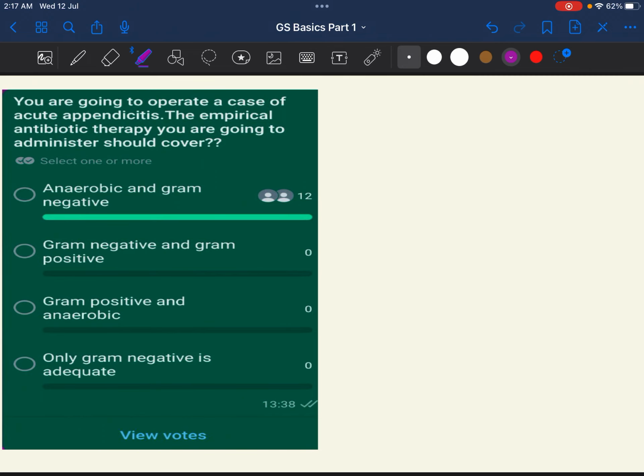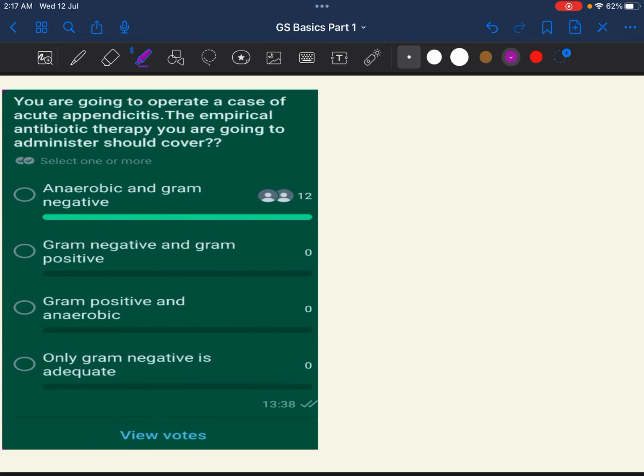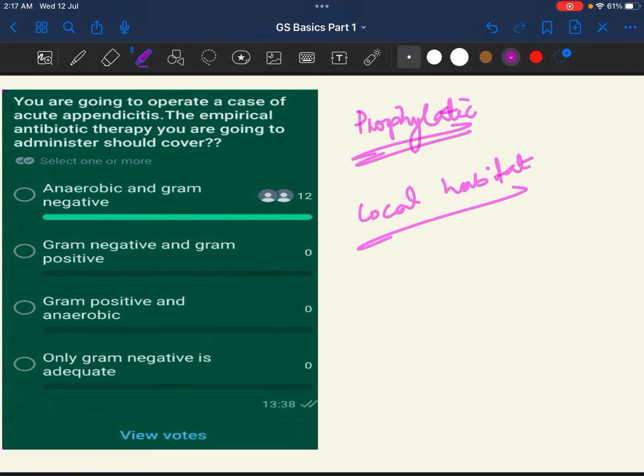So coming to the next question, you are going to operate a case of acute appendicitis. The empirical antibiotic therapy you are going to administer should cover. We already discussed, you should always give prophylactic antibiotics. These prophylactic antibiotics should be based on local habitat.